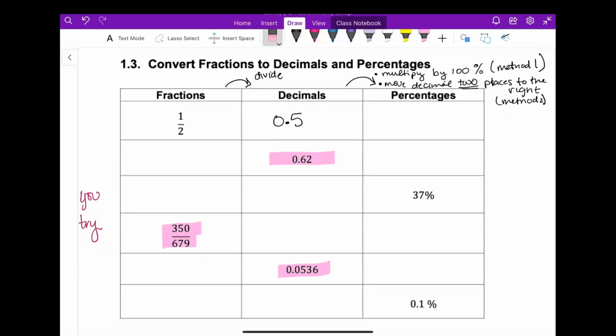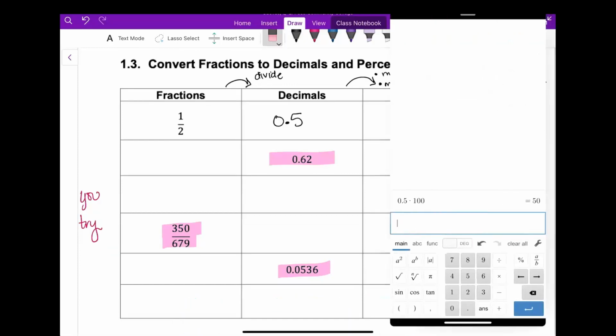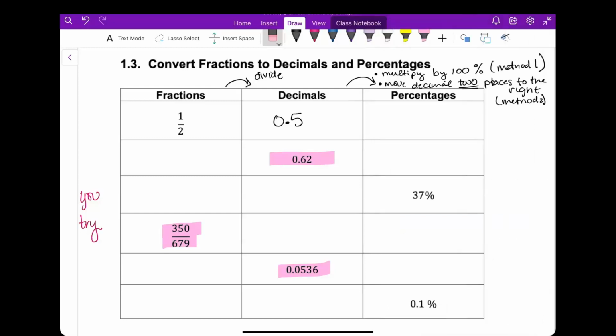So let's take the 0.5 and multiply by 100. So here we have it, 0.5, and we are multiplying by 100. Now, the percentage is not something you actually type into your calculator. It's just something that we know happens because we're multiplying by 100%. So this is going to be 50%.